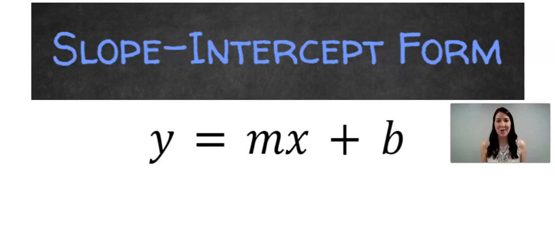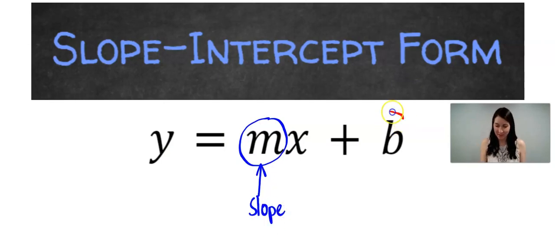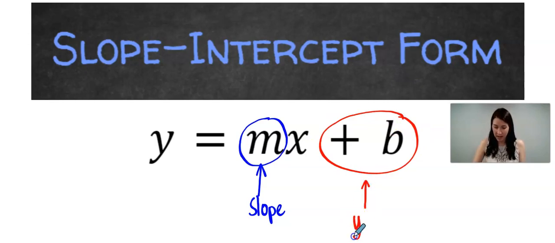In this video, we are going to learn about slope-intercept form of a line. Slope-intercept form is y = mx + b. So what do all these things mean? Well, first is m. M represents the slope of the line. And then we have b. B represents the y-intercept of the line. That means where the graph crosses the y-axis.